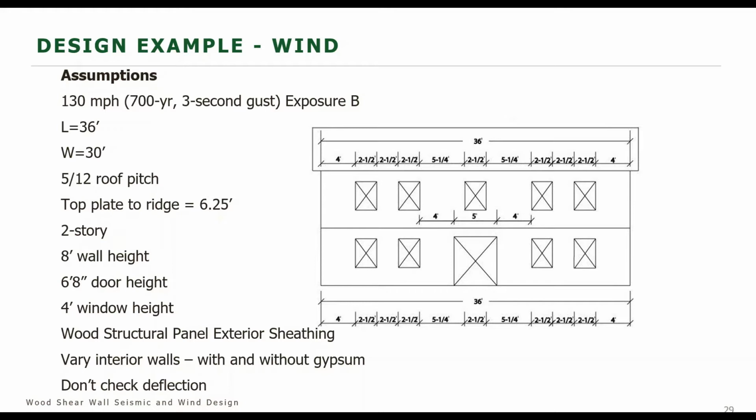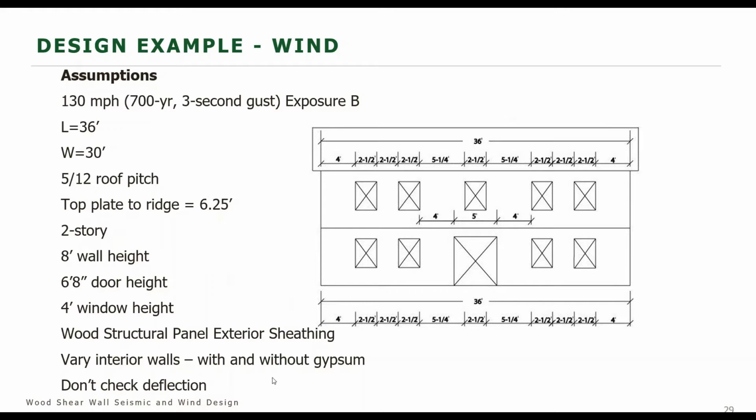Our top plate to ridge height is 6.25 feet. And this is a 2-story structure, so there's a floor on top of the floor we're going to be designing today. We're assuming our wall heights are 8 feet, and then our door and window heights are 6 feet 8 inches and 4 feet respectively. We're assuming we've got a wood structural panel exterior sheathing, and for our design today, we're actually going to use 7/16 inch thick panels.